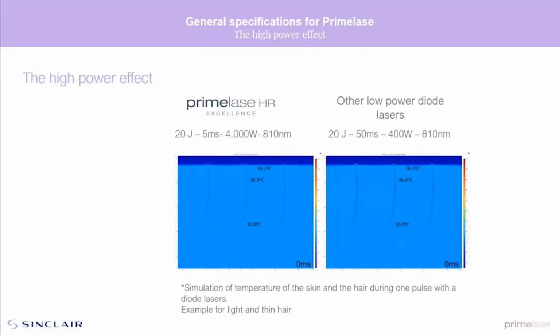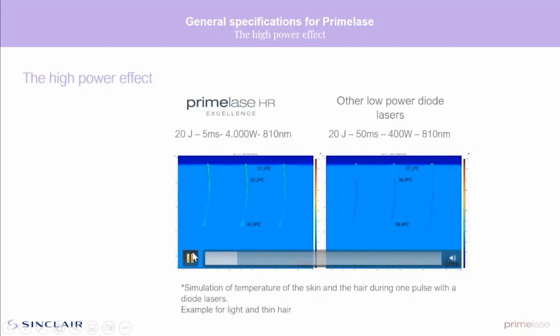In this slide, we're going to present a clinical simulation that was done here in our Sinclair EBD offices, in which we were comparing clinically the effectiveness of Primelase against other low-power diode lasers. We are comparing Primelase with 4,000 watts power against 400 watts power. The big power of the device is what really can offer this short pulse duration, while devices that are not so powerful can only offer long pulse duration.